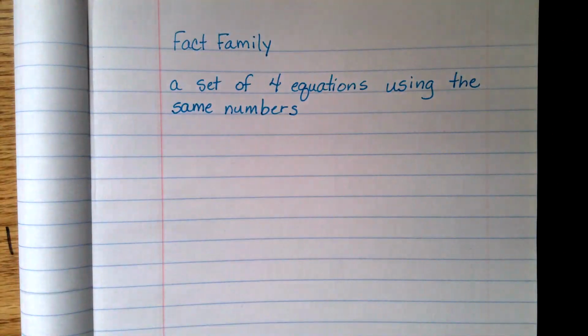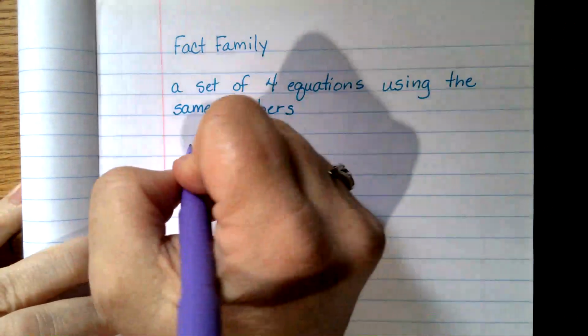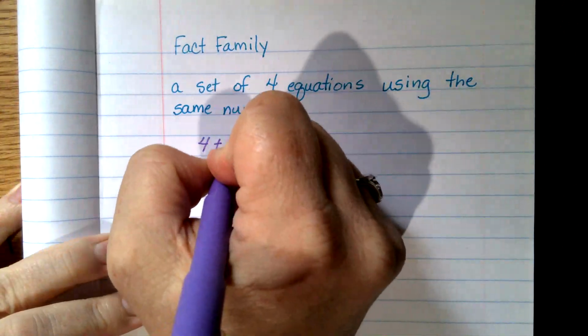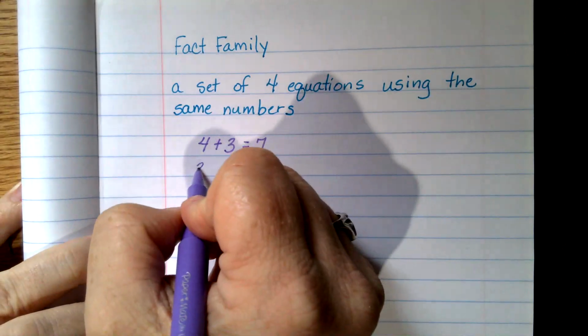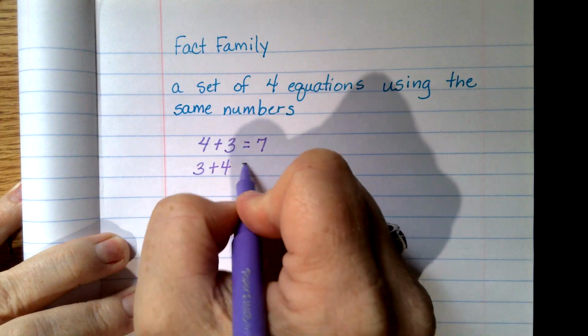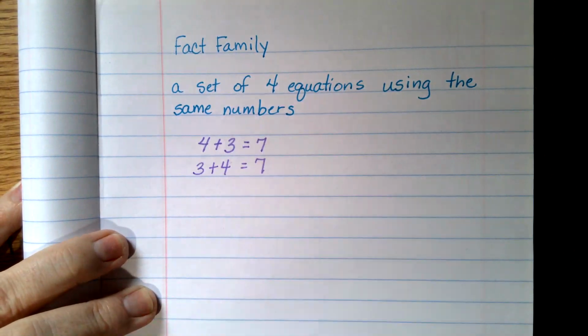Now, when we went over this in class, some people had said, okay, well, 4 plus 3 is 7, so it must be related to 5 plus 2. Well, as nice as that is that they have the same value, you have to use the same numbers. So if I had 4 plus 3 equals 7, I'd have to have 3 plus 4 equals 7. All 3 numbers would have to be the same.